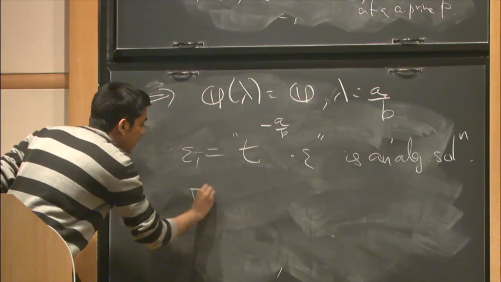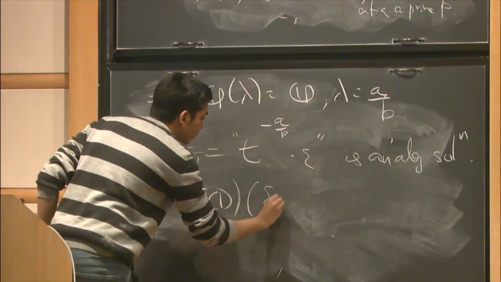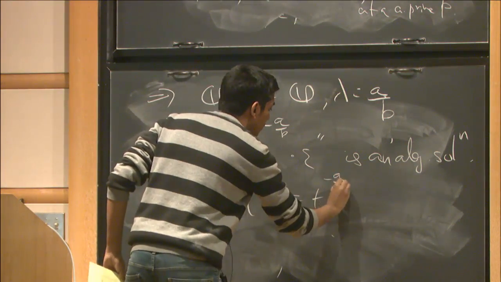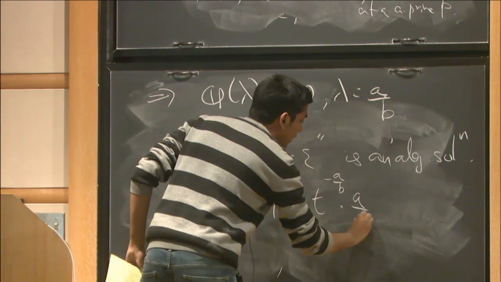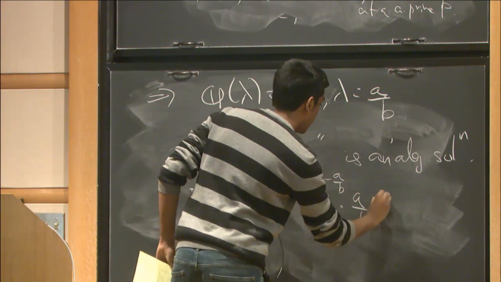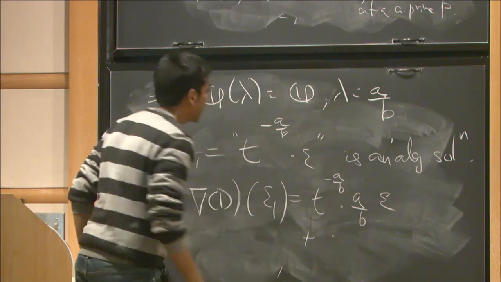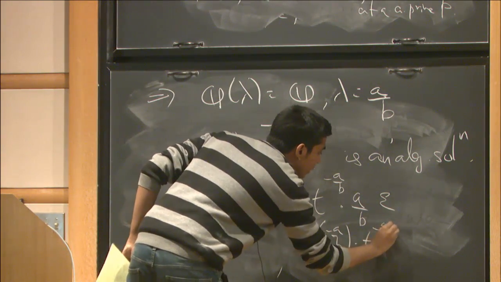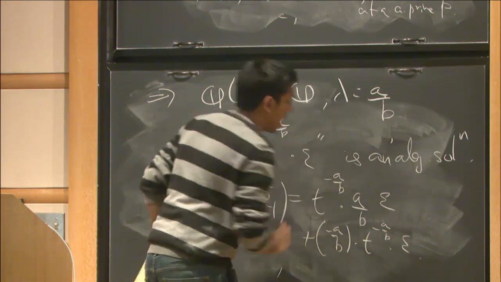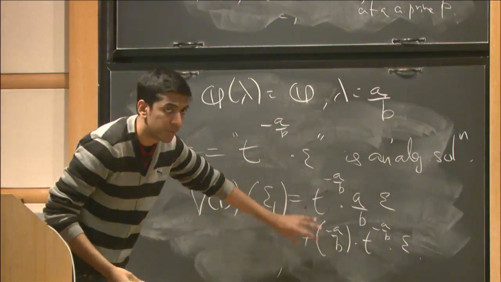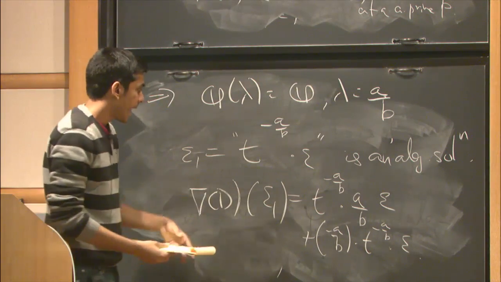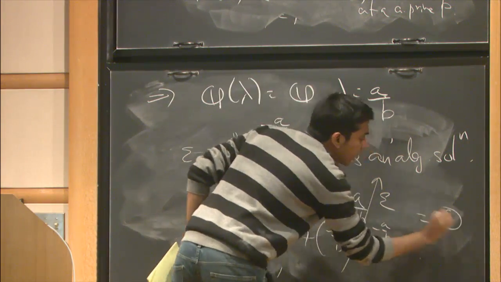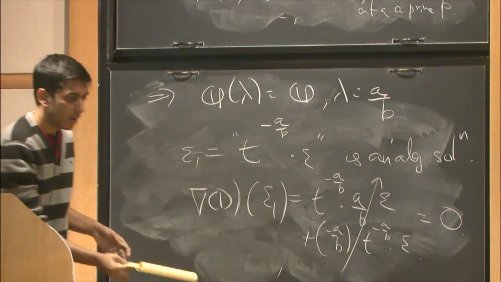So if you look at nabla of D of epsilon 1, that's going to equal t to the minus a over b times a over b times epsilon, plus minus a over b times t to the minus a over b times epsilon. This is the linear term, and this is the Leibniz term. They cancel, and you see that epsilon 1 is an algebraic solution.